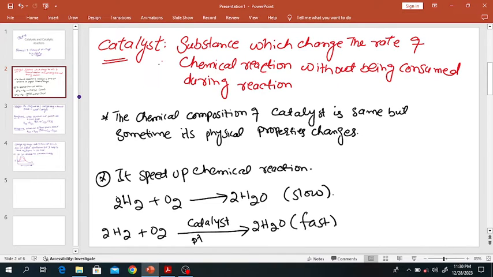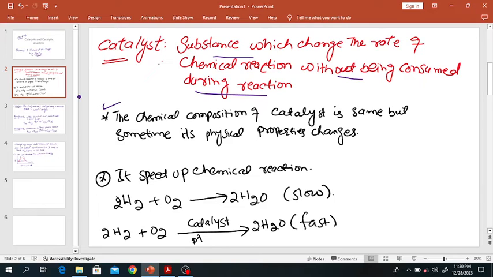A catalyst is a substance which changes the rate of a chemical reaction without being consumed during the reaction. Actually, a catalyst can either increase or decrease the rate of a chemical reaction without being consumed. So it is not consumed in the reaction, but it can change the reaction. It can increase the rate of chemical reaction, and sometimes it can decrease it.